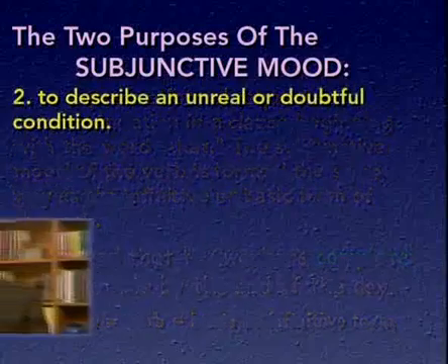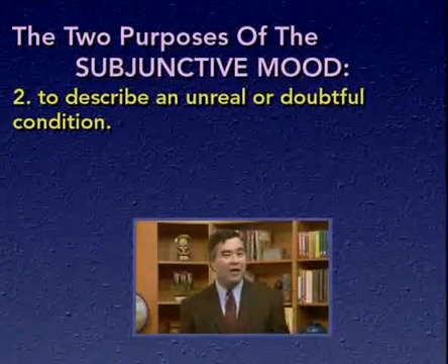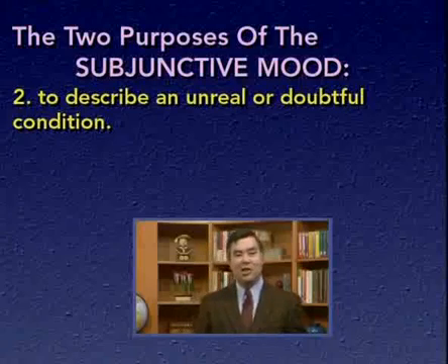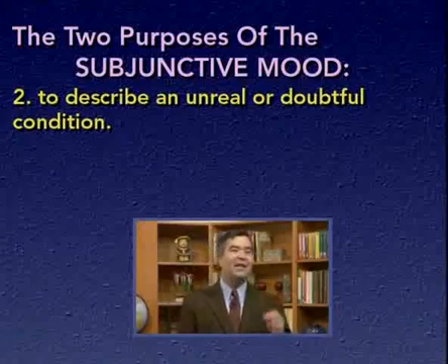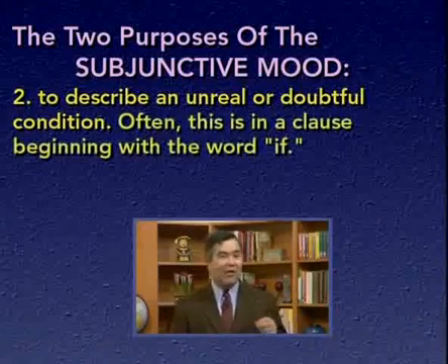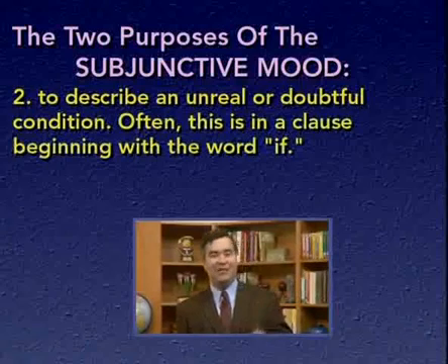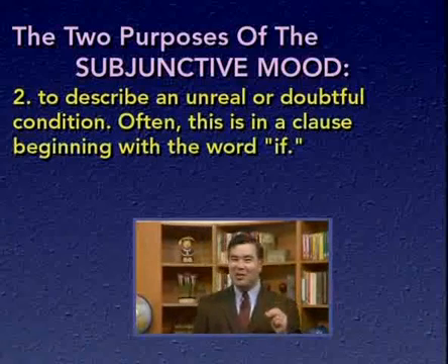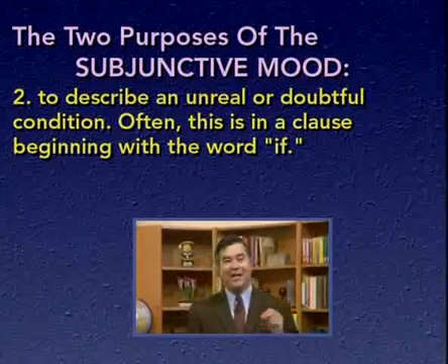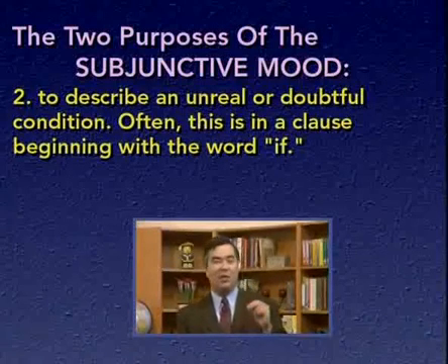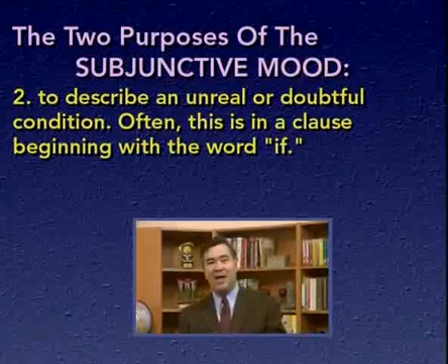Now, the second way in which the subjunctive mood is used is to describe an unreal or doubtful condition. In other words, to describe something that isn't true or is unlikely to be true. Very often, although not always, this is in a clause beginning with the word if. Now, there are 2 possible ways to form the subjunctive mood of the verb under these conditions when we're describing an unreal or doubtful condition. Here are the 2 ways.